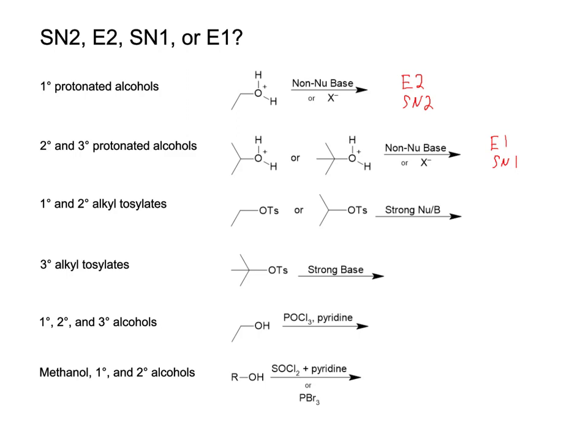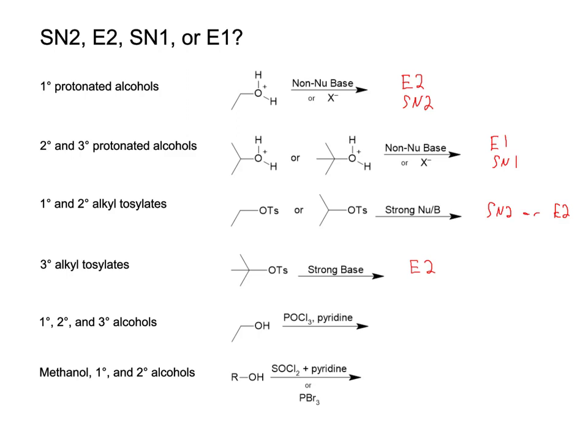When it comes to the primary and secondary alkyl tosylates, we can react those with either a strong nucleophile or a strong base. And those will always give us SN2 or E2 reactions. Now, as you hopefully remember, when you have a tertiary leaving group, you cannot do an SN2 reaction because there's too much steric hindrance. So a tertiary alkyl tosylate can only be reacted with a strong base to do an E2 reaction.